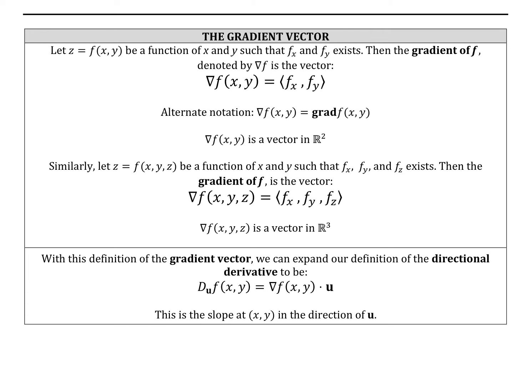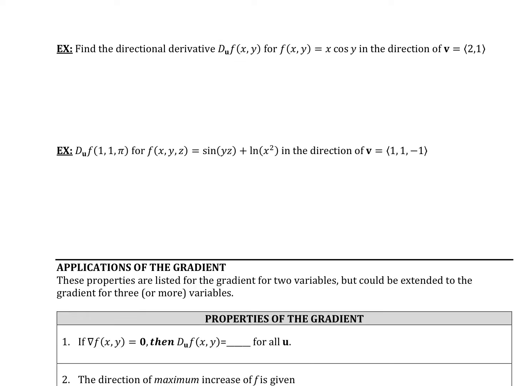Now, with this definition of a gradient, we can change what our directional derivative looks like, although it doesn't actually change the function at all. We would then take the dot product of the gradient and the unit vector. So this would be the slope at the point (x, y) in the direction of u. So hit pause and try these examples using the gradient.